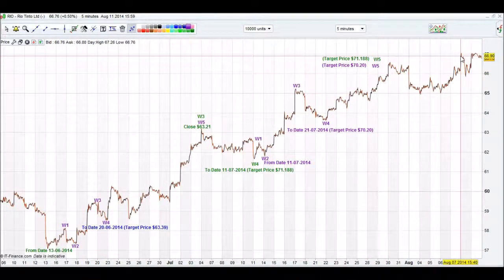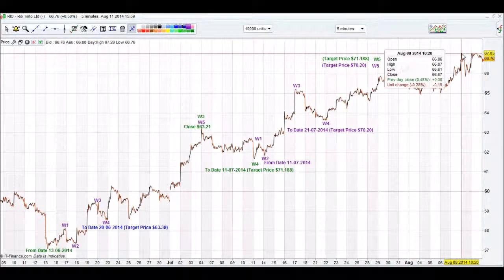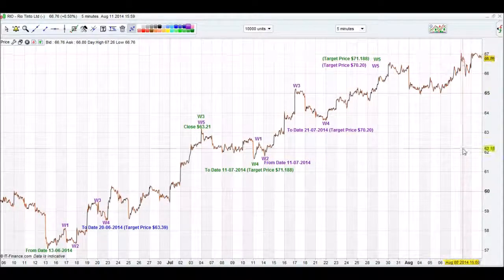And we're still waiting, so we'll wait for another few more days, and we'll see if it reaches our W5s. If not, well, we'll see where the W5 is actually going to hit.